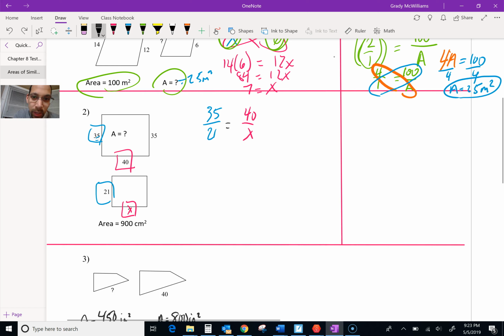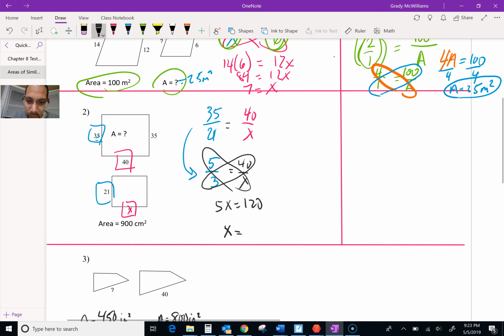Okay, that's what I did last time. Now, this time I'm going to go ahead and simplify. 35 and 21, they simplify. They're the exact same thing. 35 over 21 is the same as 5 over 3 because 7 goes into both of those numbers. 7 goes into 35 5 times, and 7 goes into 21 3 times. Now I'm going to put that equal to 40 over x, and then I will cross multiply. I get 5x equals, I'll cross multiply this way, that's 120.